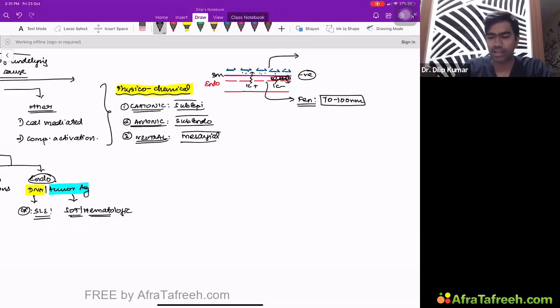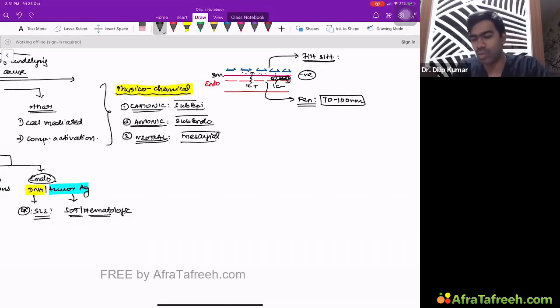That's the right answer. And what about the filtration slit, the gap present between the two foot processes of podocytes? That is the urinary slit. This is more important compared to that.